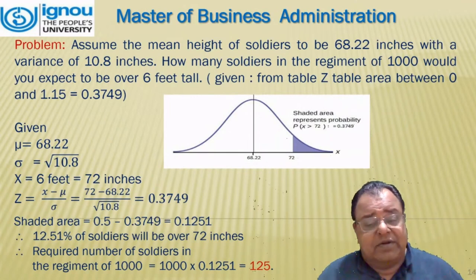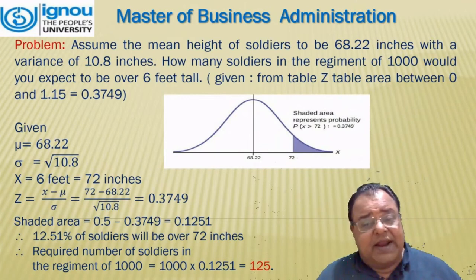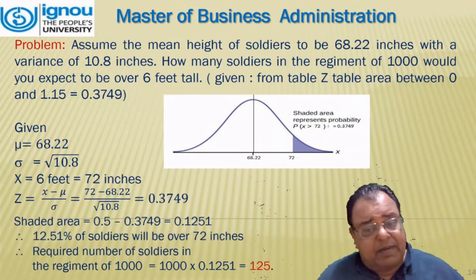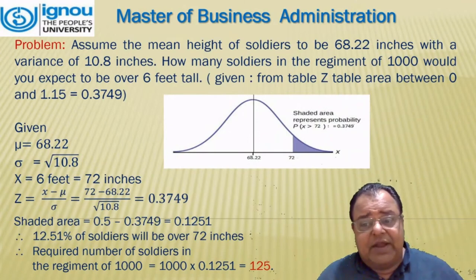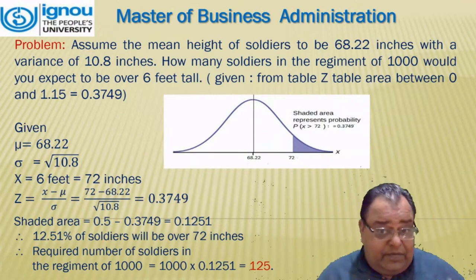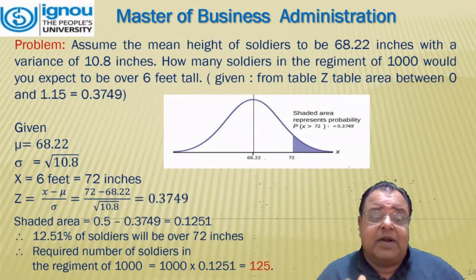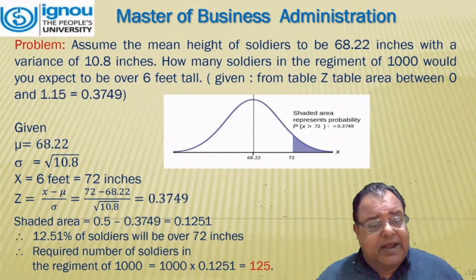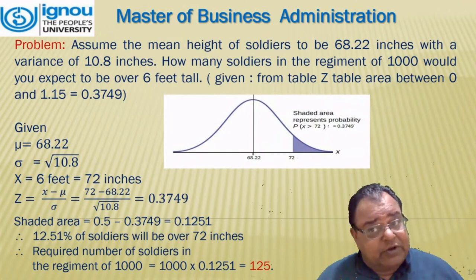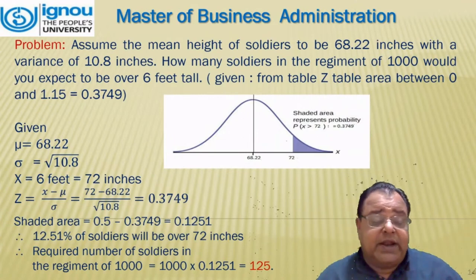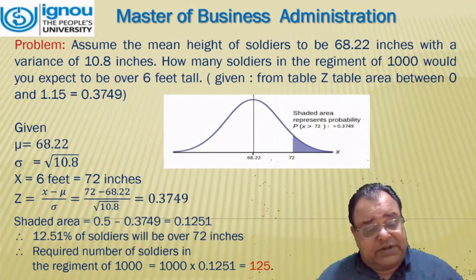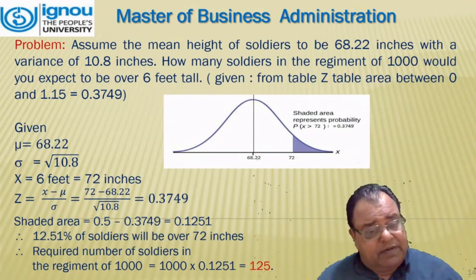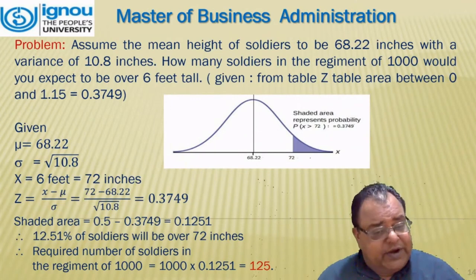In the graphical representation, you have to show it like this. The right side represents the area for the probability we are supposed to get. First of all, we have to calculate the value of z. Z is x minus mu upon sigma, where x is 72. 6 feet is 72 inches because the data given to us in the problem is in inches, so we have to convert 6 feet into inches. 1 foot is equal to 12 inches, which means 6 feet will be equal to 72 inches.